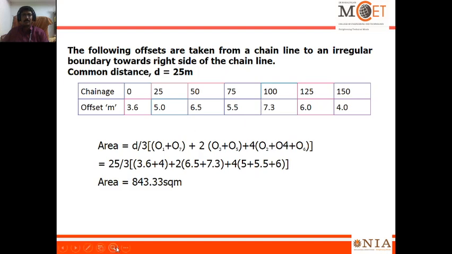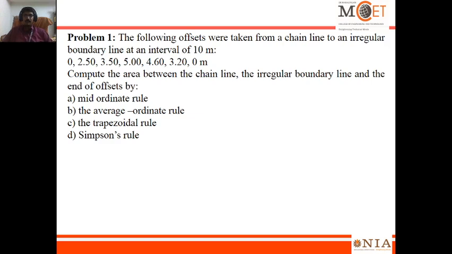You can try this for the trapezoidal rule also, right? Now this is the formula; you try to solve in all the 4 methods.